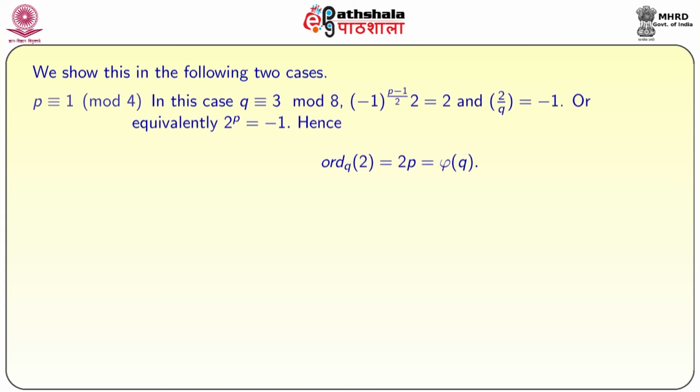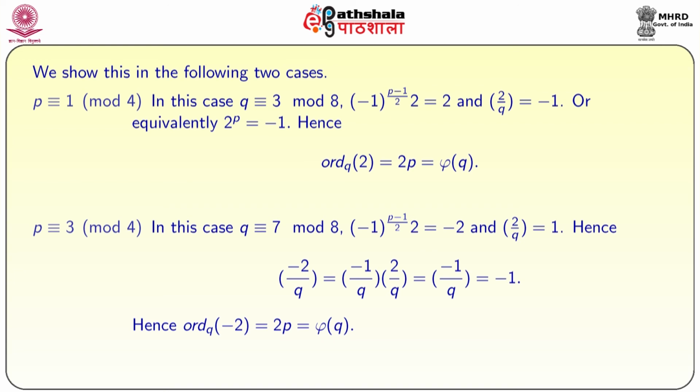Assume that p is congruent to 1 mod 4. In this case, q is congruent to 3 mod 8, that is, (minus 1) whole power (p minus 1)/2 is equal to 1, so the element is 2, and (2/q) is equal to minus 1, or equivalently 2 power p is minus 1. Hence, since 2 power p is minus 1, 2 power 2p is going to be 1. So, the order of 2 is equal to 2p, which is phi of q.